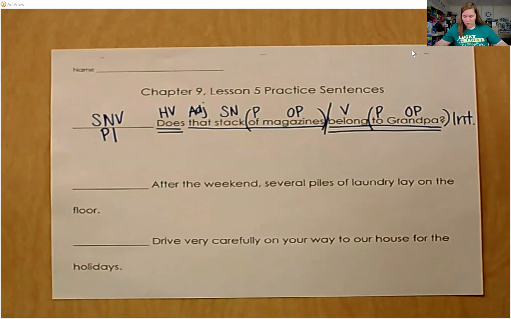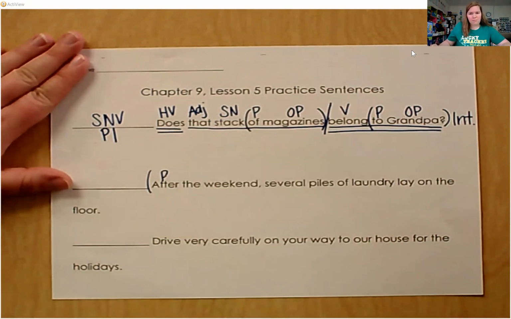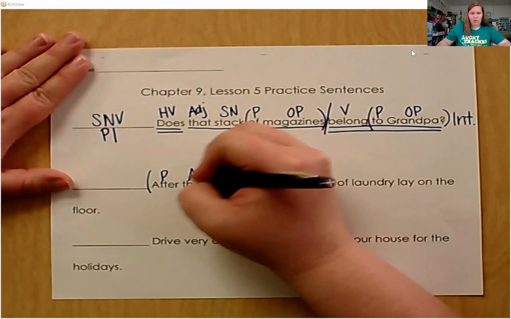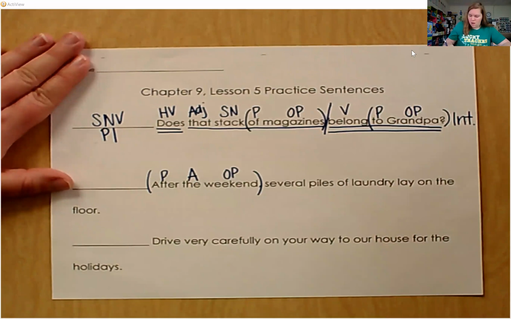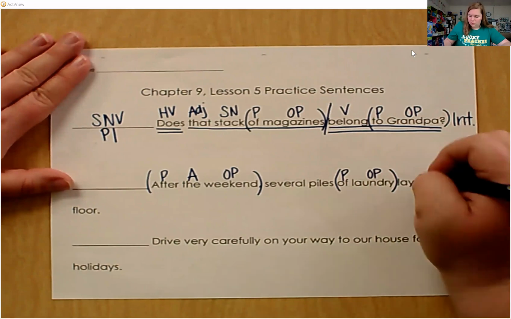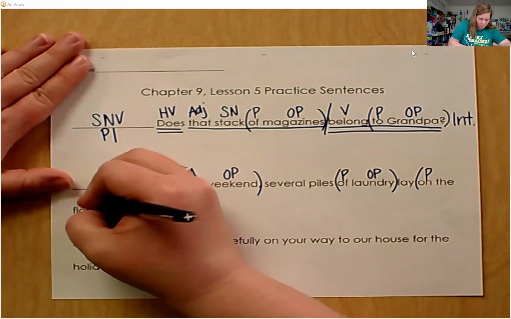Sentence number 2, after the weekend, several piles of laundry lay on the floor. Lots of prepositions in this sentence. I hope you found them all. So we have after what? Weekend, object of the preposition, the article adjective. Of is a preposition. Of what? Laundry, object of the preposition. And on. On what? Floor, object of the preposition.